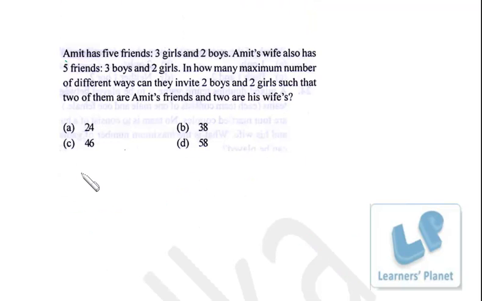Now this problem. Amit has 5 friends, 3 girls and 2 boys. Amit's wife also has 5 friends, 3 boys and 2 girls. In how many maximum number of different ways can they invite 2 boys and 2 girls such that 2 of them are Amit's friends and 2 are wife's? Now this is Amit and this is Amit's wife. 3 girls, 2 boys and 3 boys, 2 girls. Now we have to invite 2 boys and 2 girls.